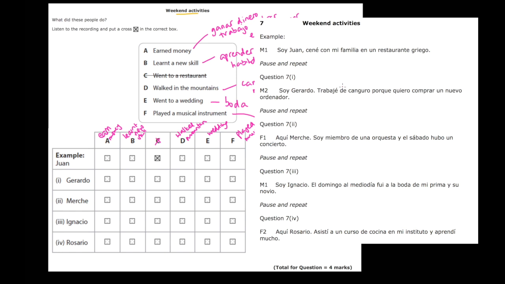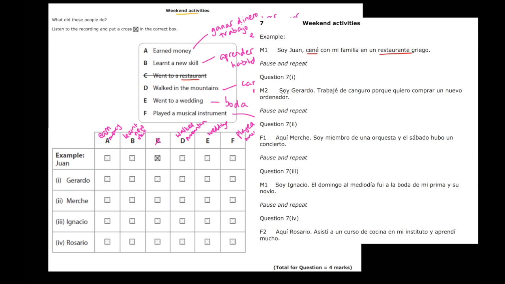Okay, so we are back and we've got here the transcript. Let's see if your answers were right and if the things that we anticipated were right as well. If we look at the example, we've got "Soy Juan, cené con mi familia en un restaurante griego." So this is the went to a restaurant. In this case we've got a pretty obvious answer as the example.